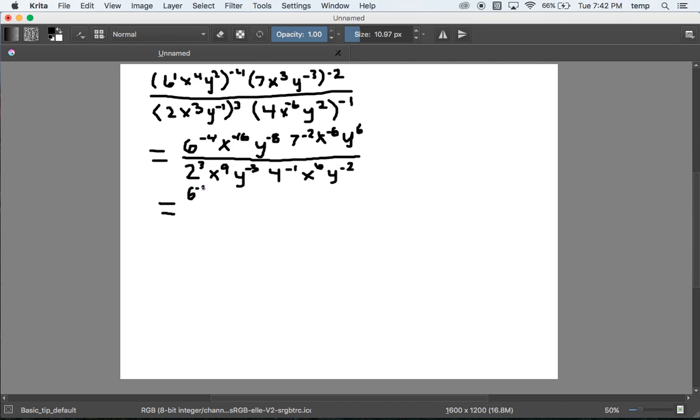But we can have 6 to the -4, 7 to the -2. We can just move them together, kind of get them out of the way, right? Use our commutative property for multiplication. Then we have x to the -16 times x to the -6. So when we're multiplying these bases with exponents together, what we do is we add our two exponents. So we take -16 plus a -6. So that'll be a -22.